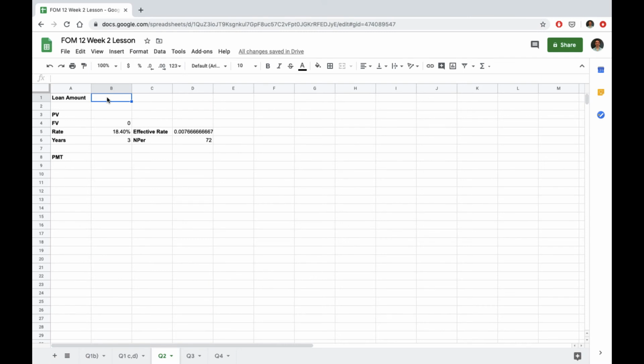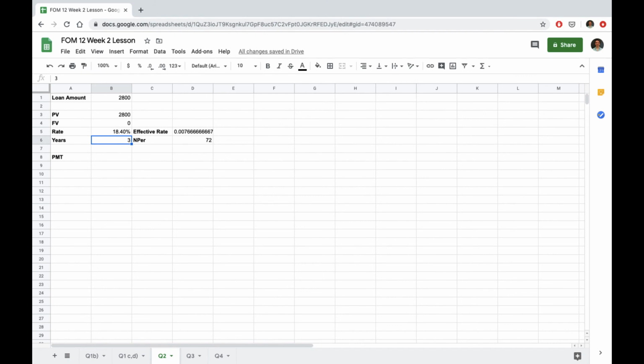First thing we need to do is figure out what the loan amount is. And this is how much money we're actually taking out. The cost of our furniture was $3,500, but we can pay off $700 right away, so we're only taking out a loan for $2,800. So that's going to be our present value, and it's positive because we're taking that money out of the bank, or in this case, the furniture salesperson. We want our future value to be 0 because we're paying off our loan. Our rate is 18.4% for 3 years.